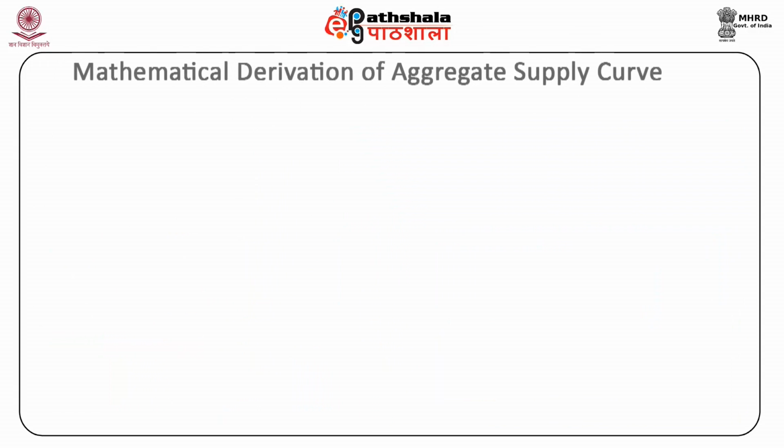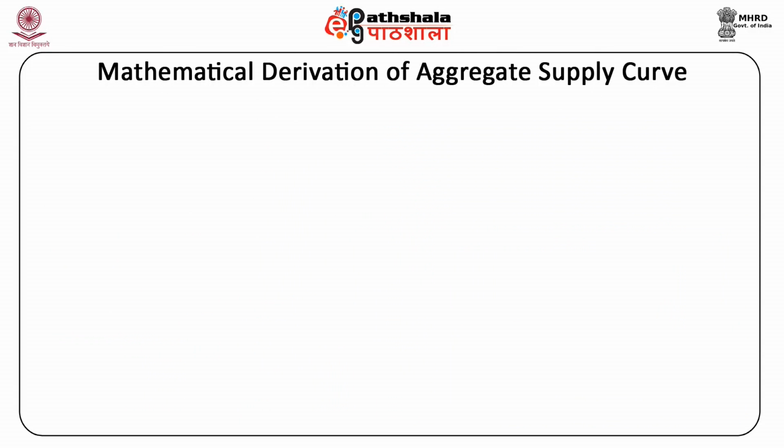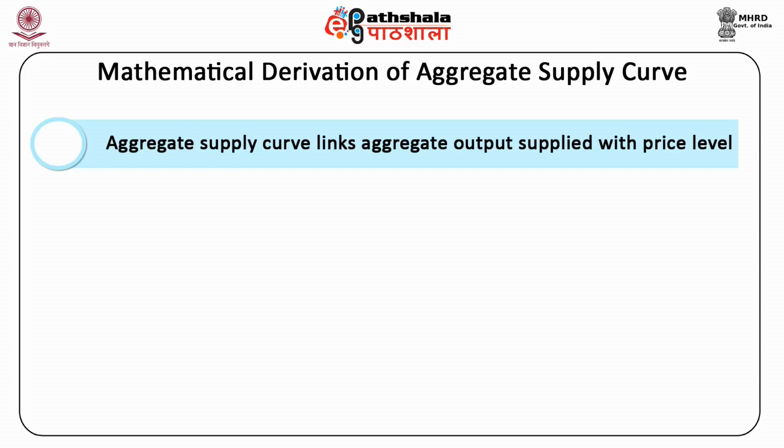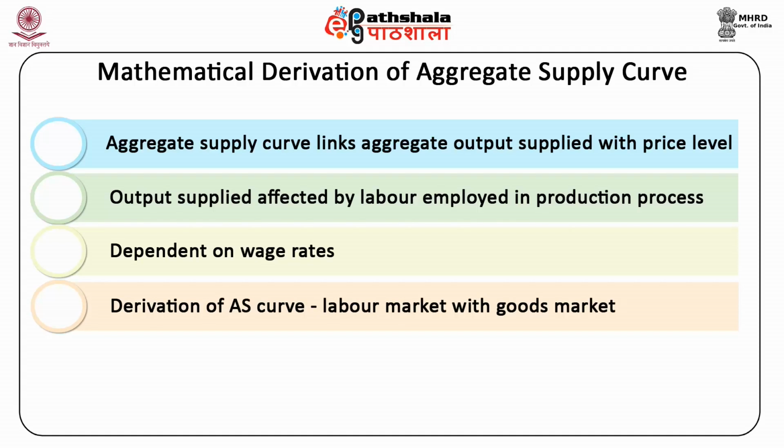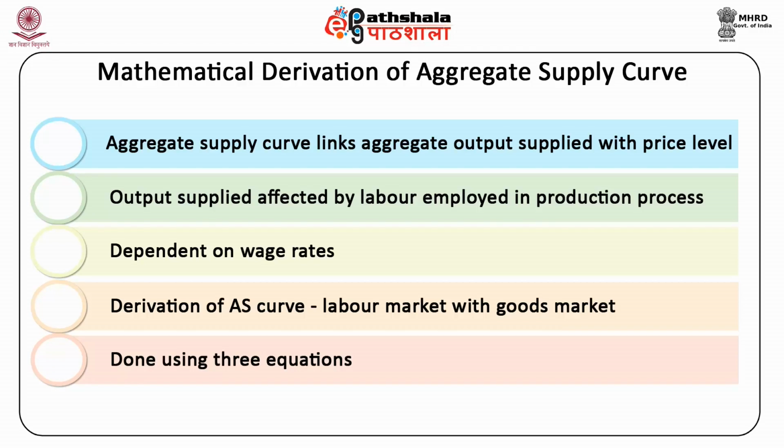Next, we will discuss the mathematical derivation of the aggregate supply curve. Aggregate supply curve links the aggregate output supplied with the price level in the economy. Output supplied is affected by the labor employed in the production process, which in turn is dependent on the wage rates. Thus, derivation of the aggregate supply curve requires linking the labor market with the goods market. This is done using three equations.